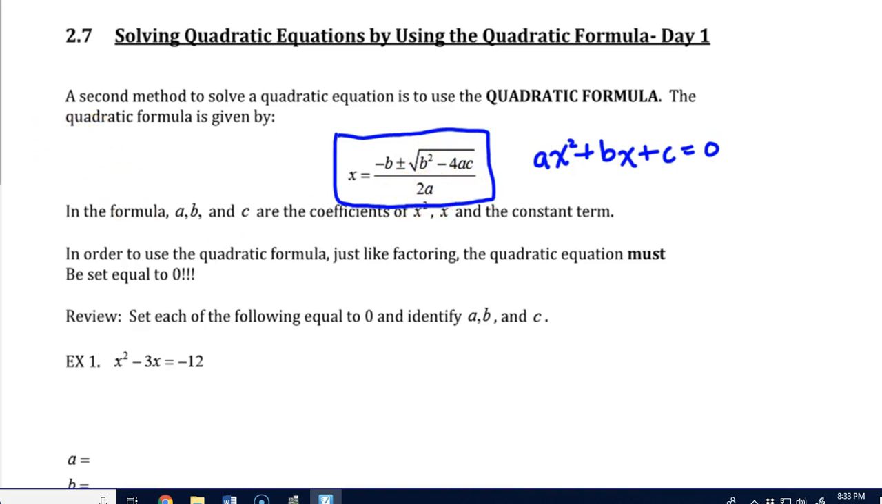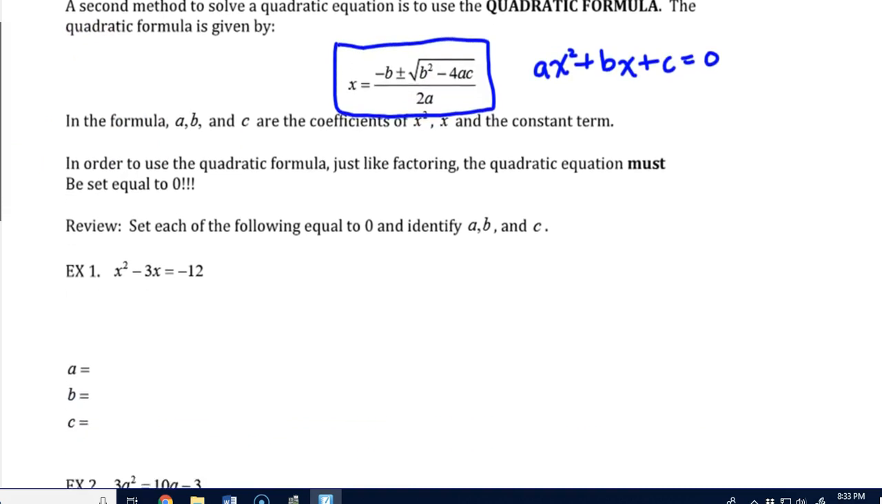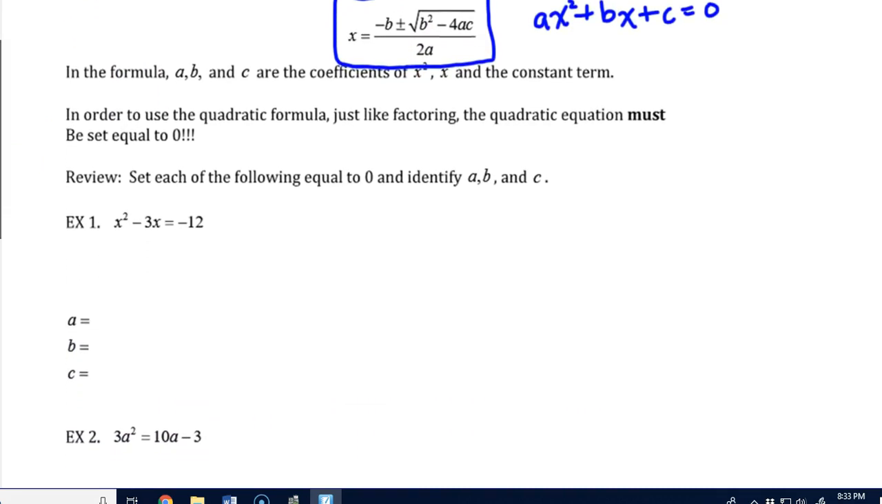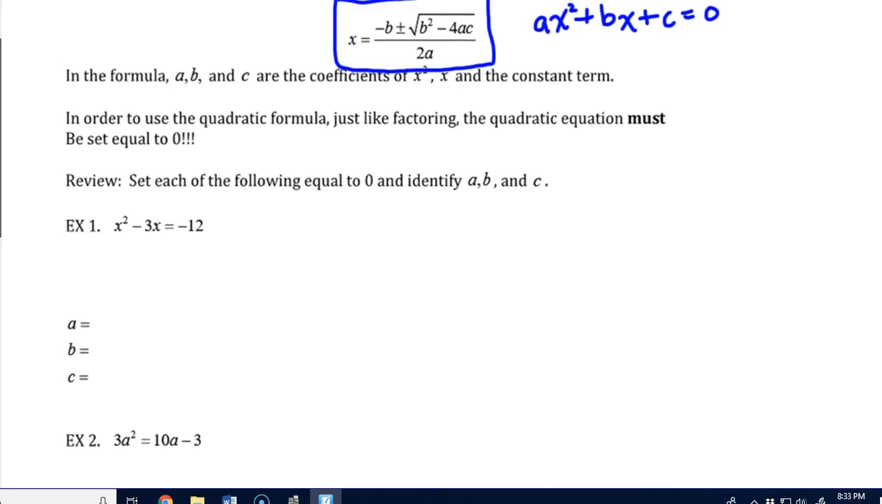All right, so in order to use this, we need to be able to know what are the a, b, and c parameters of the quadratic equation. So it only works, again, the a, b, and c can only be identified when it's in standard form, when it's equal to 0. So if it's not equal to 0, you need to do a little pre-work to get it equal to 0. And then you can identify your a, b's, and c's. So what I'd like you to do is work out this first one, get it equal to 0, and then identify your a, b, and c, please. Then play the recording.